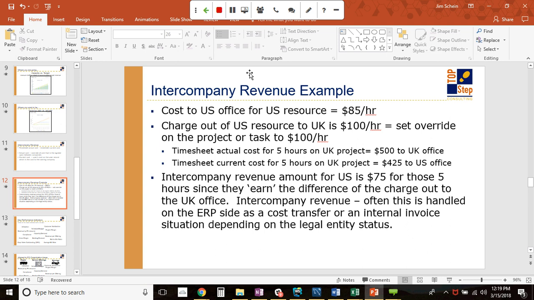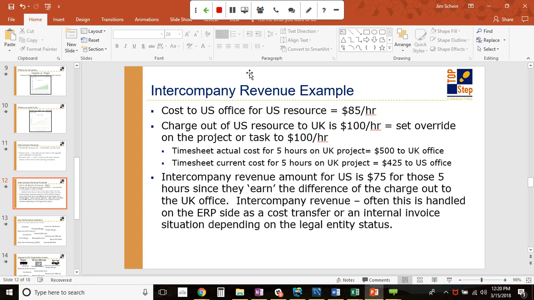So we're going to set our override on the project, or if you want to go down to a specific task level, to $100 an hour. So now what will happen is when we calculate the timesheet actual cost, it'll be 5 hours. We're assuming that this person puts in 5 hours on this project. We'll bill or attribute $500 in cost to the UK office.